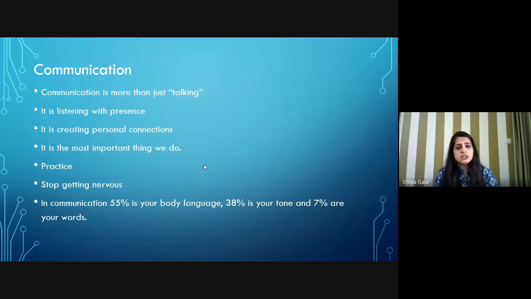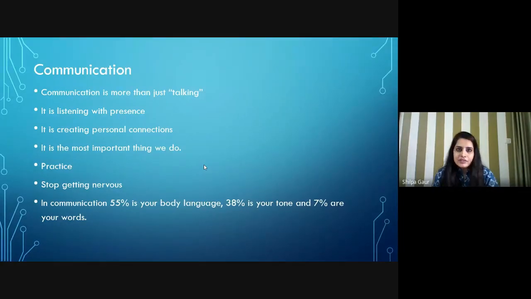Even if you have such a big thing in front of you and you have to do it, and you are doing it for the first time, don't be nervous. You have to do it. There's no option. So why not smile and accept the thing and do it in a positive way without getting nervous? So the next point is communication.